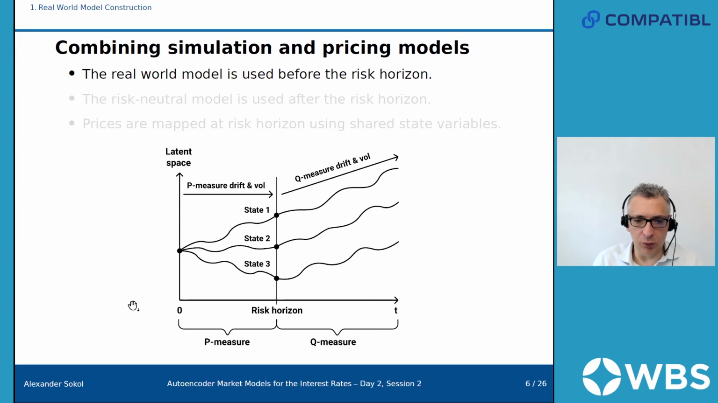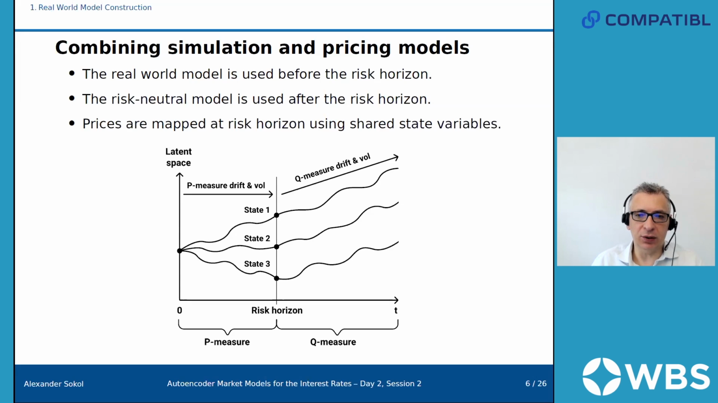So the real world model in P measure is used before the risk horizon, right? If you're interested in the distribution, if you're interested in potential future exposure at this horizon, what you want to do is to generate a real world simulation of market risk factors up to the horizon, and then price the portfolio at this horizon. So your real world model is used before the risk horizon. Your risk neutral model is used after the risk horizon, and prices are mapped at the risk horizon. And to map the prices, you need the shared state variables.